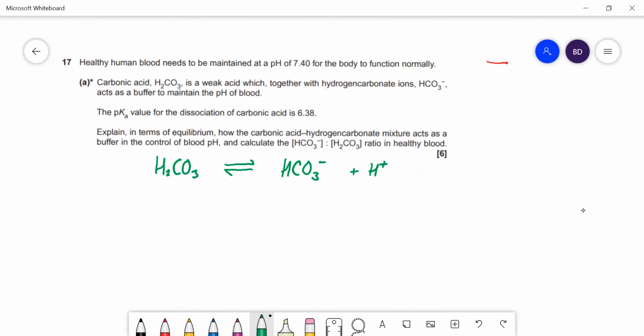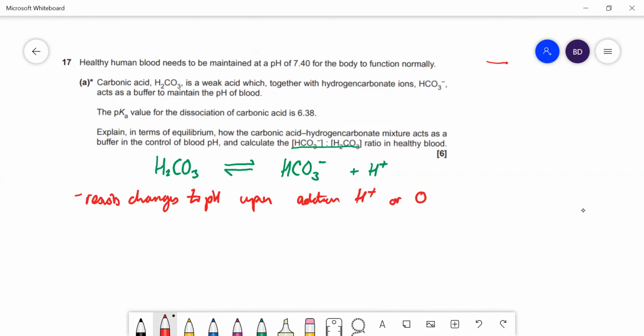And then we've got to calculate this ratio. Let's do the non-quantitative, descriptive bit first. How does this work as a buffer? Well, what is a buffer solution? It resists changes to pH upon addition of small amounts of H plus ions or OH minus ions. That's the usual definition of a buffer.